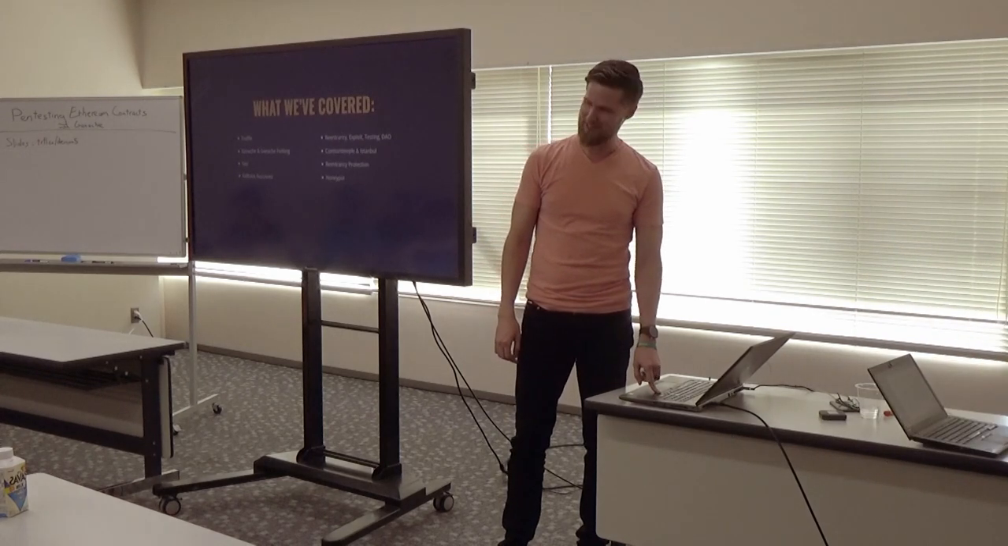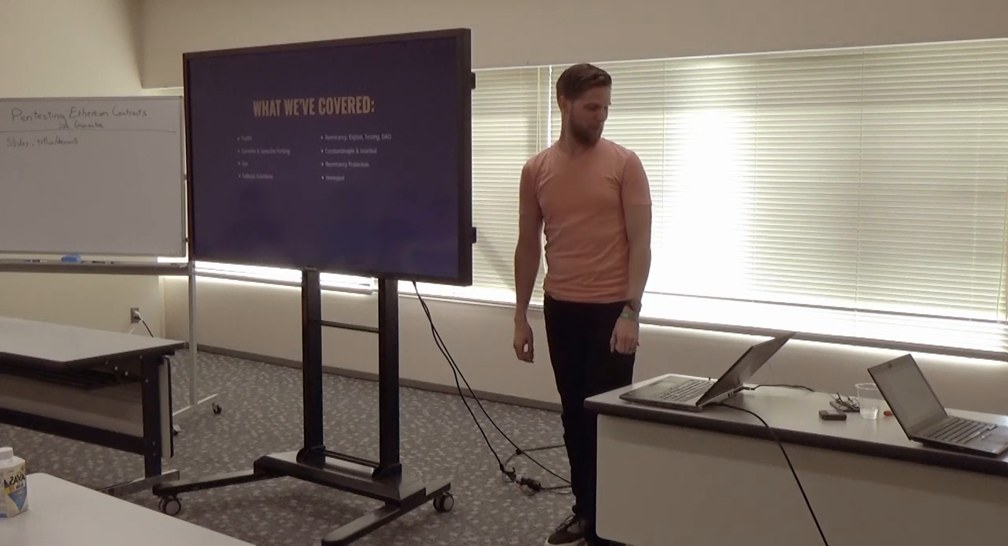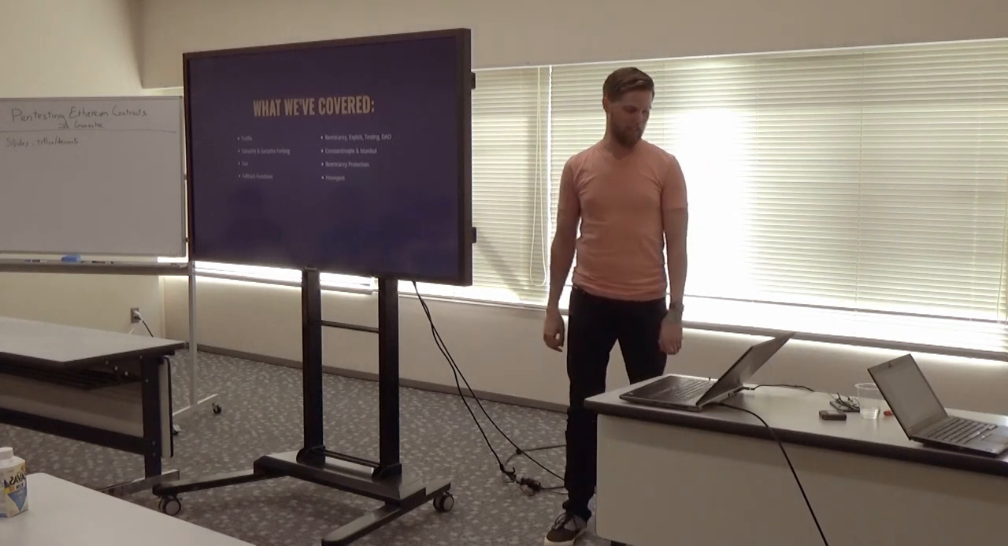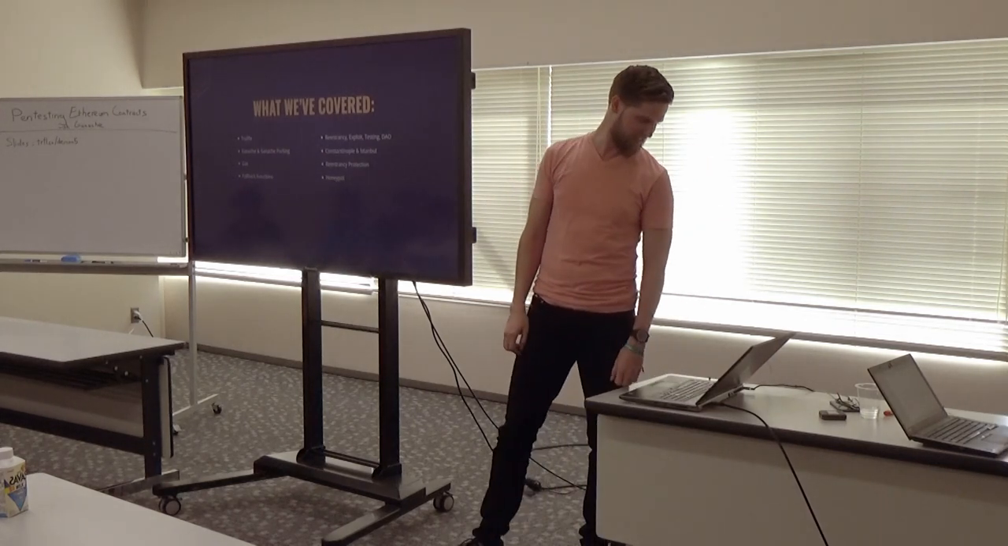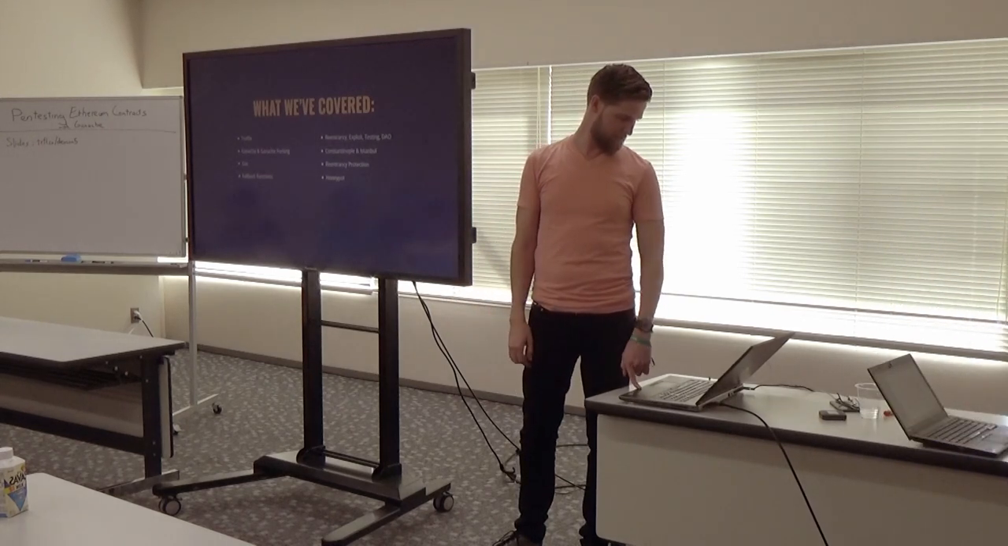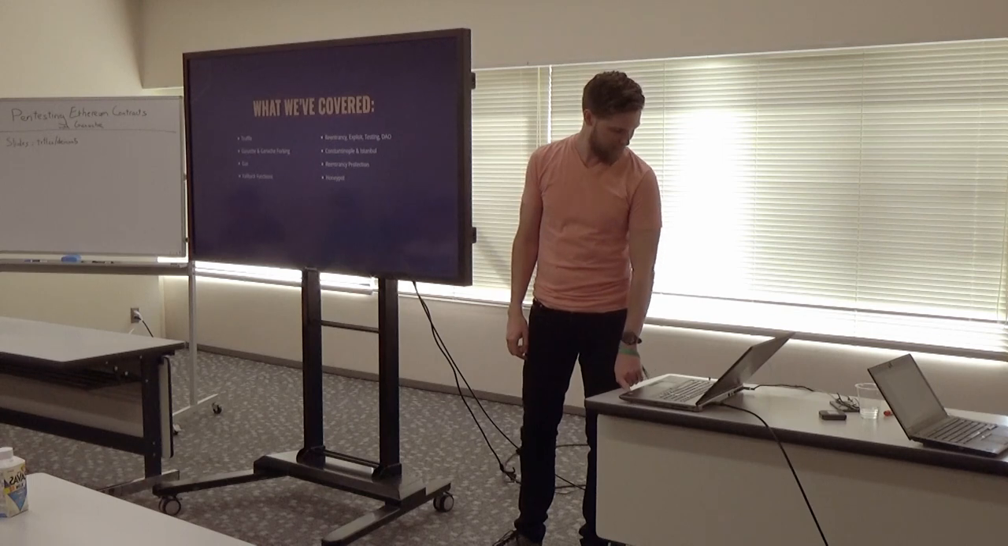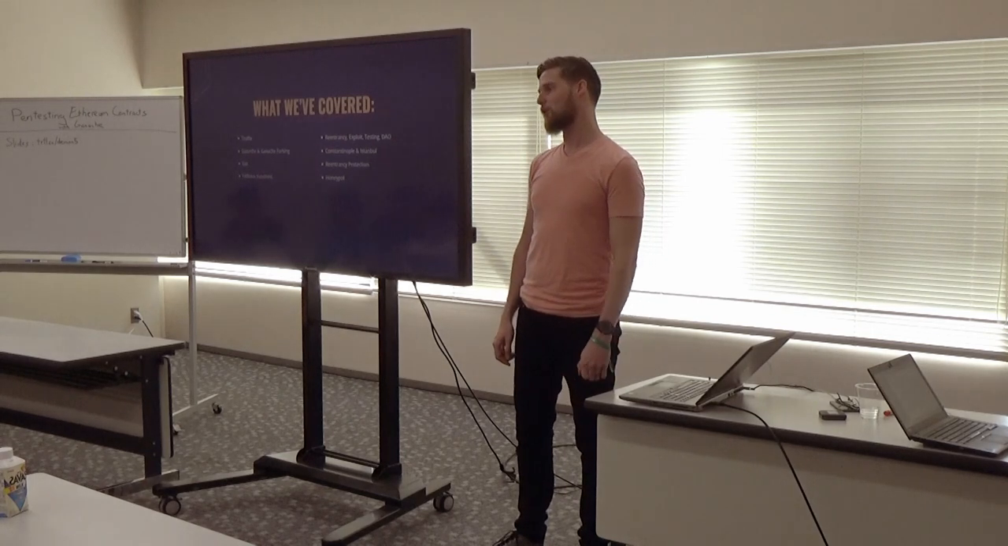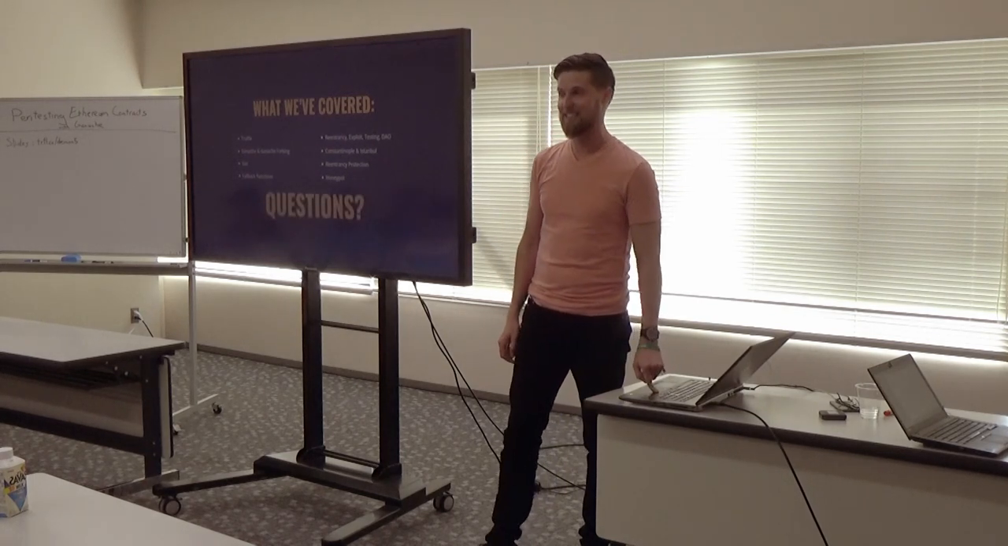So the trace buster buster. Anyway, so far we've covered Truffle, Ganache, Ganache forking, gas, fallback functions, re-entrancy, exploit testing, and the DAO, Constantinople and Istanbul, re-entrancy protection, and honeypots. Questions about any of that?